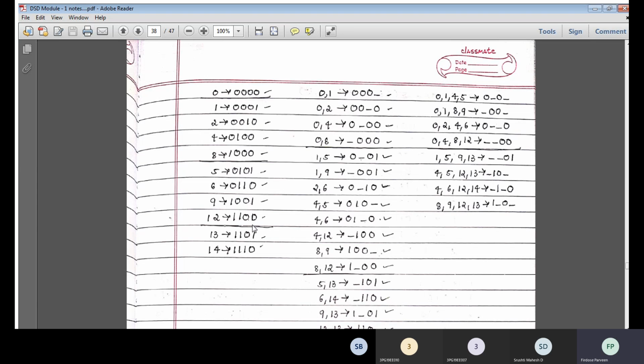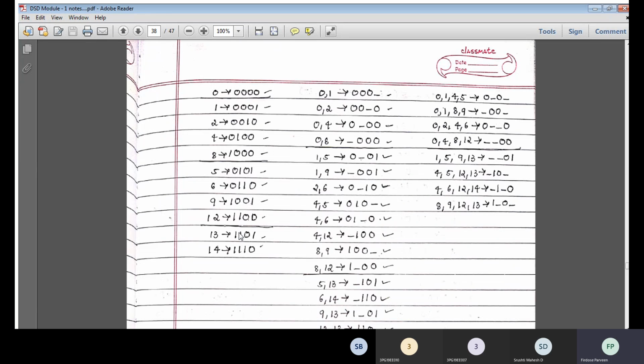Okay, can 9 and 13 be compared? Yes, it can be compared. It is 1, dash, 0, 1. Can 9 and 14 be compared? No, it cannot be compared, because it is varying in more than one single position. So 12 and 13 can be compared.